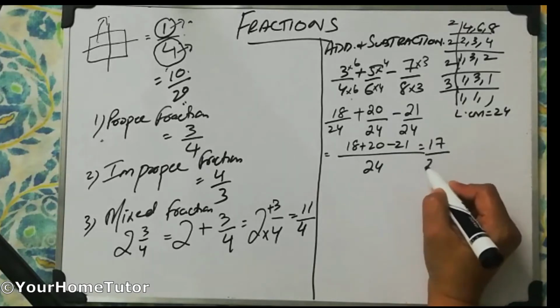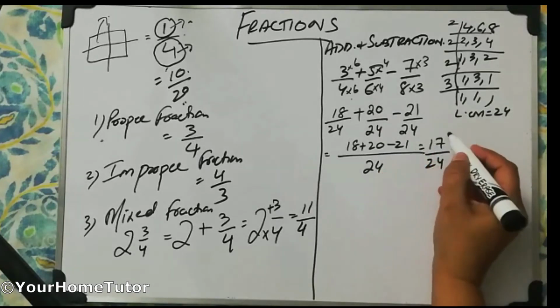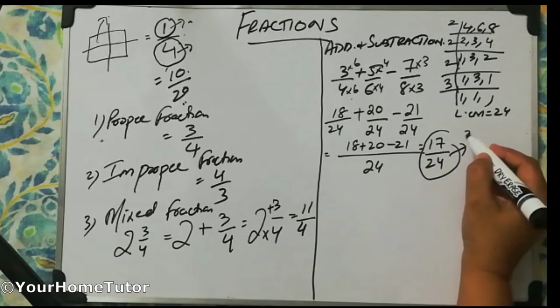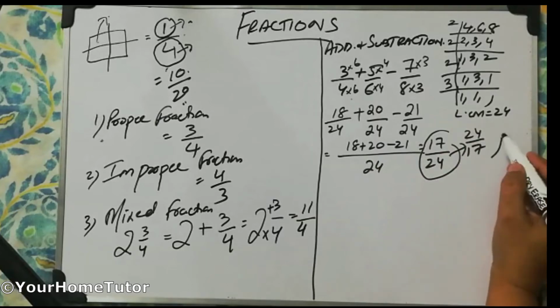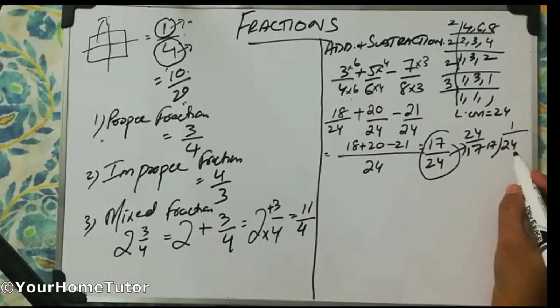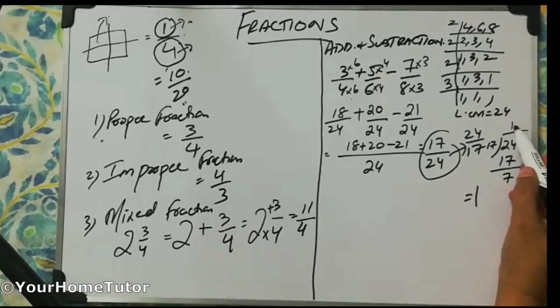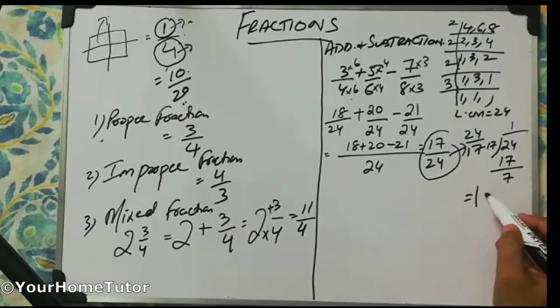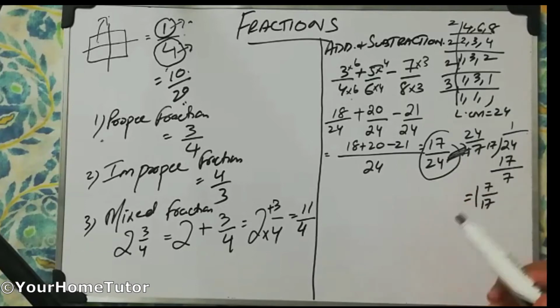17 upon 24. Since we have a proper fraction, we will not simplify further. If, for example, the answer was 24 upon 17, what to do? We have to convert this into a mixed form. 17 ones are 17. The remainder is 7. So the answer will be one whole number, with the remainder 7 over 17. Okay, that is if we get the answer in an improper form.